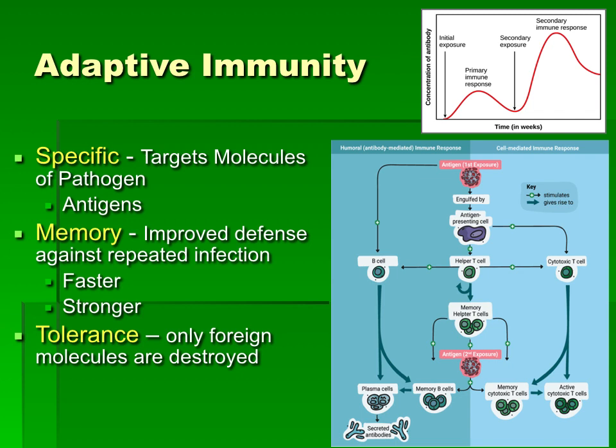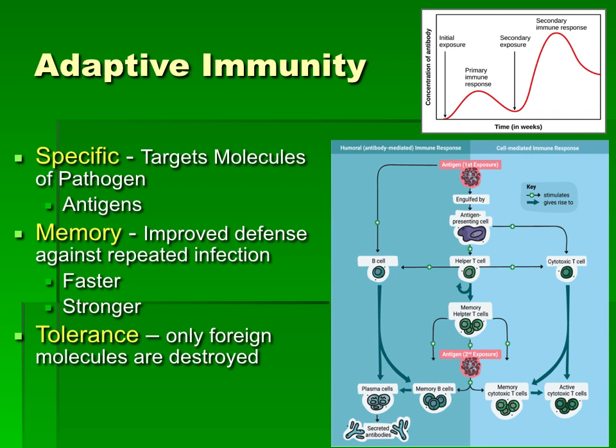Secondly, this response improves over time. We have better defense against repeated infections, and this defense comes more quickly, and it gets stronger, much stronger, 100, 1,000 times stronger. There's more cells involved, more proteins involved, and so generally we only get sick once because the immune response has memory. And then thirdly, adaptive immunity is tolerant. Only foreign molecules are destroyed, self molecules aren't.